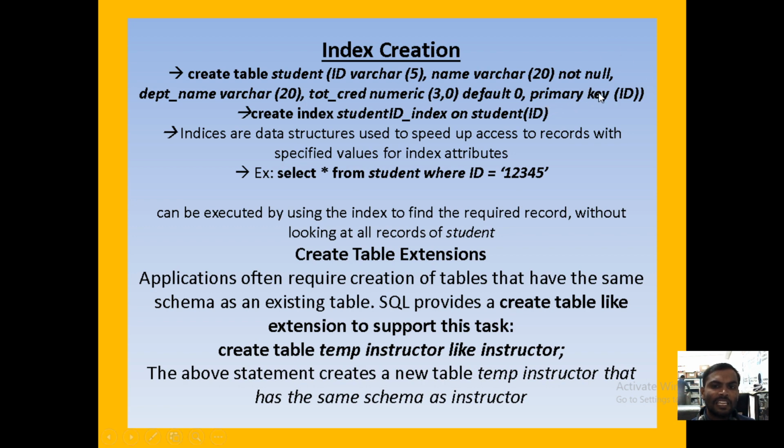The primary key constraint is declared at the table level, at the end of the table. Here ID is the attribute; the ID attribute is not defined at the column. At the end of the column, we are defining a primary key constraint on ID. ID is a primary key.